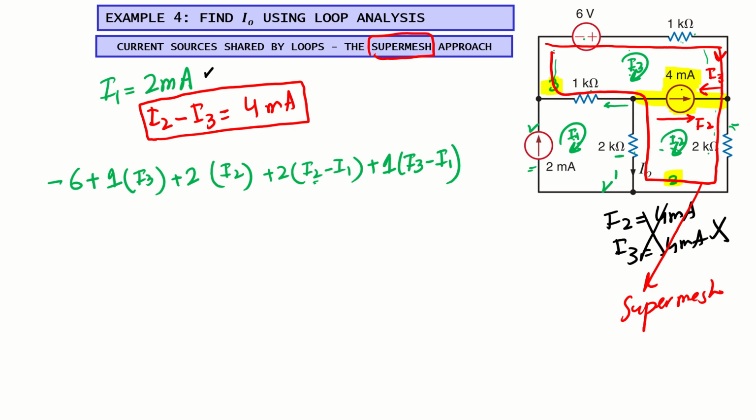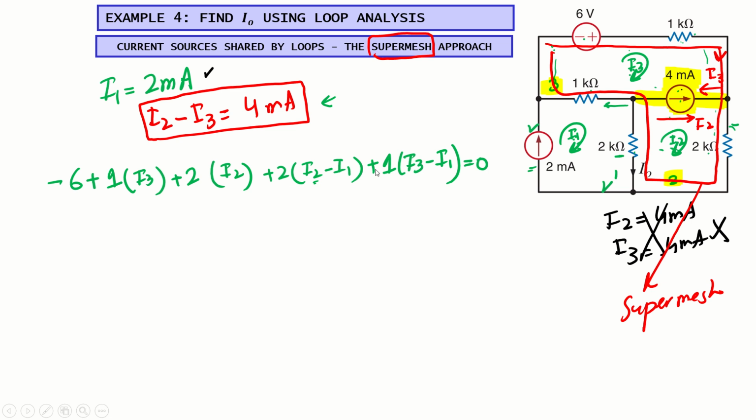Okay, and we reach the starting point. So this is basically the equation of the supermesh. Remember, in the supermesh, we remove the current source which is shared between the two loops and write the equation for that. After that, those two loops are combined together to make a bigger loop, and we write the equation for that. So basically now we have two equations and two unknowns.